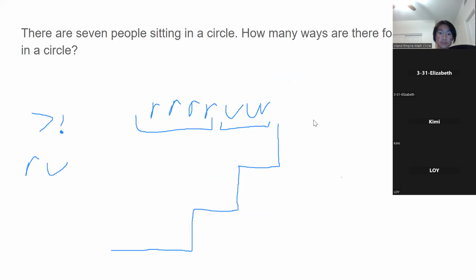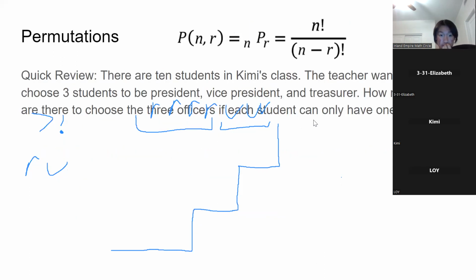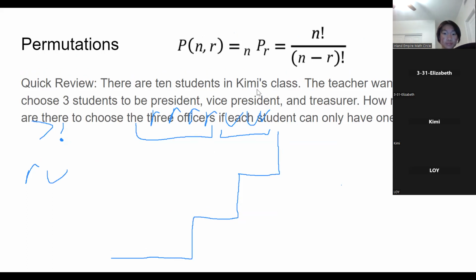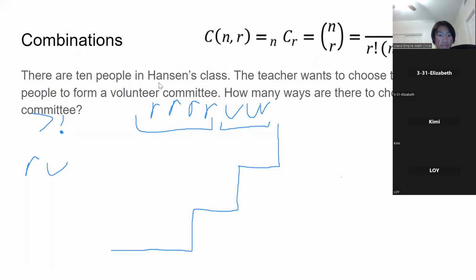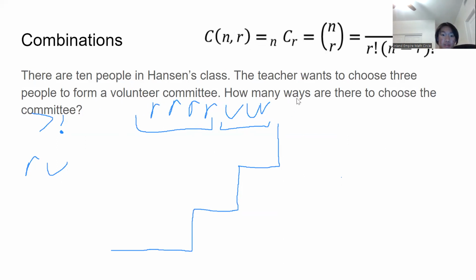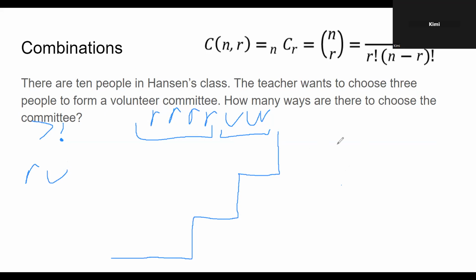Probably the one that says the president, the vice president, and the treasurer, and the one that says they're all community helpers. Exactly. This is the problem that we're looking at here, right? So does that mean the equation is 10 factorial divided by 3 factorial, and then 10 minus 7 factorial? So that's for this problem.